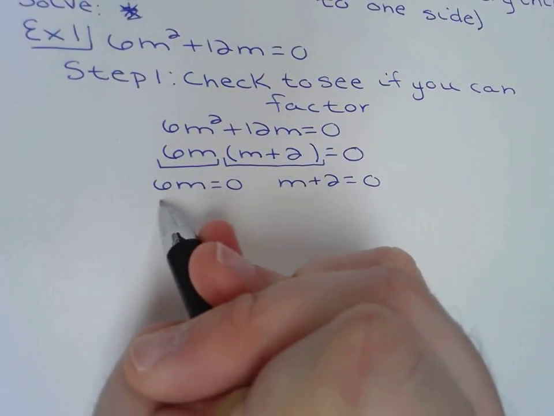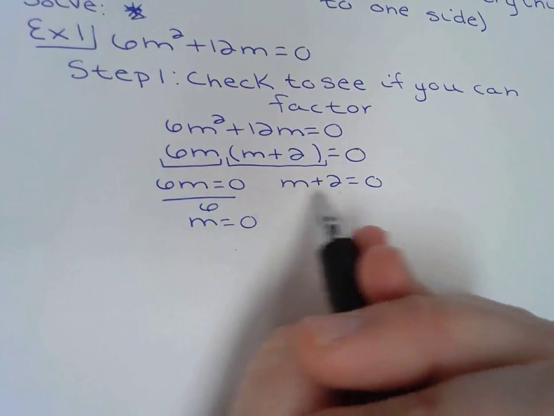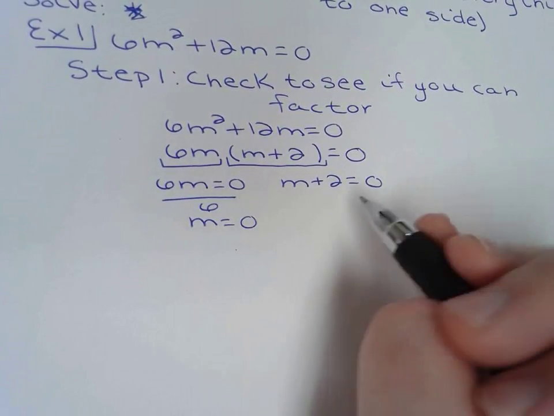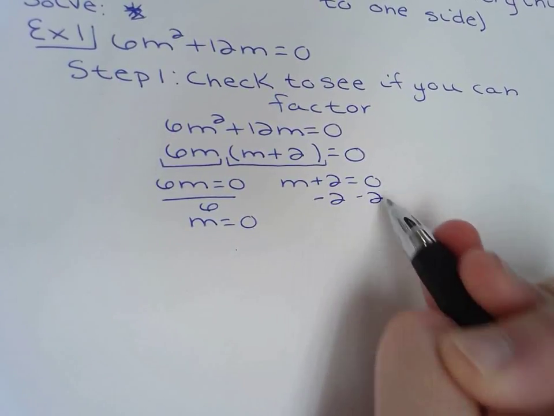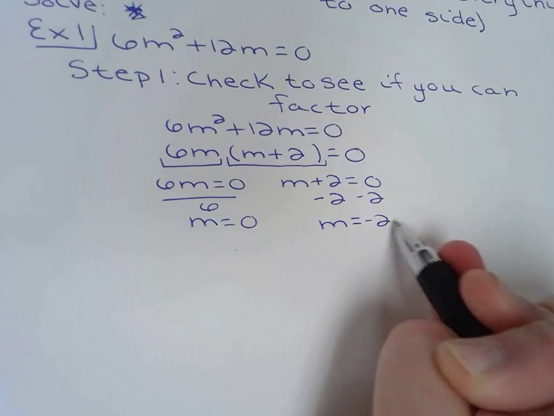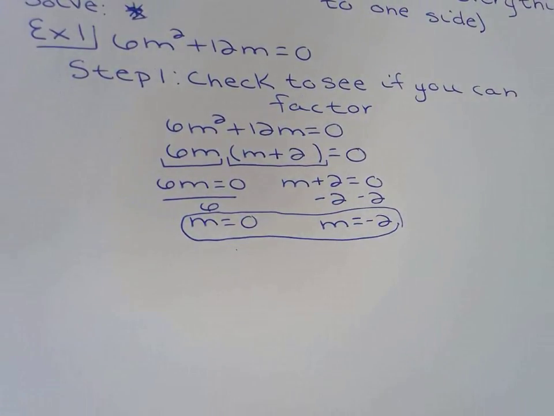How do I solve 6m equals 0? So m equals 0. I basically turned it into two equations that we know how to solve. m plus 2 equals 0. Minus 2. m equals -2. So my two answers are 0 and -2.